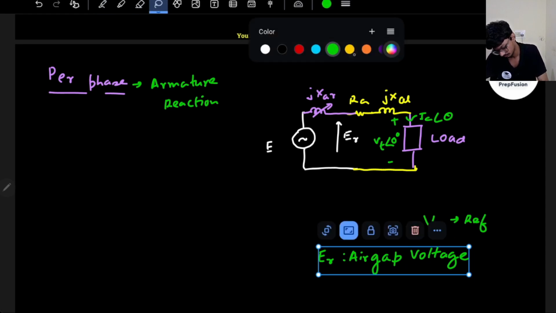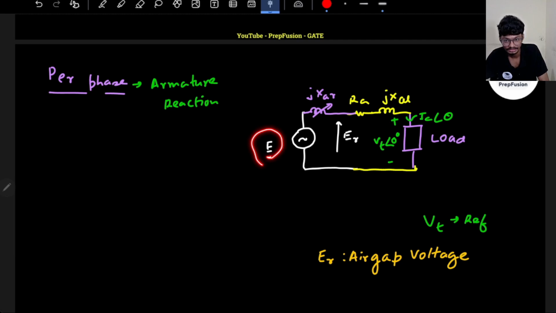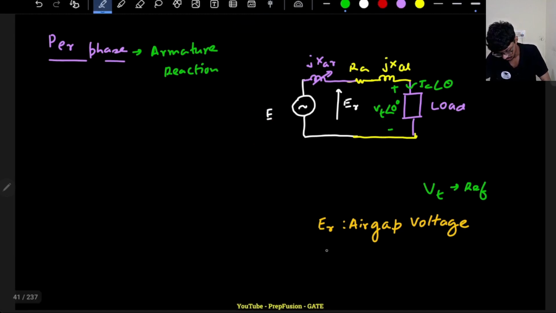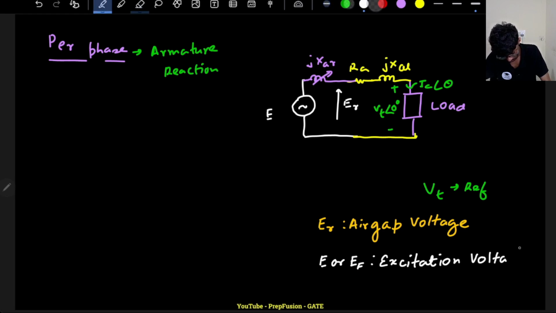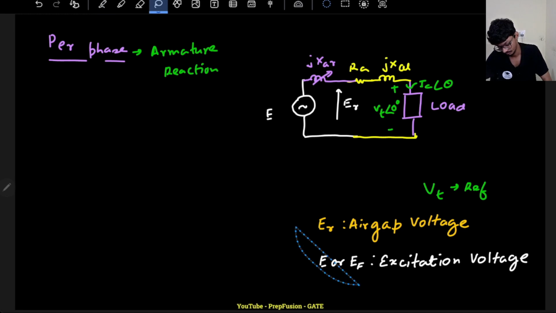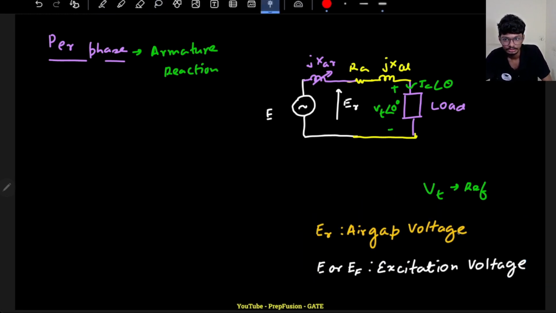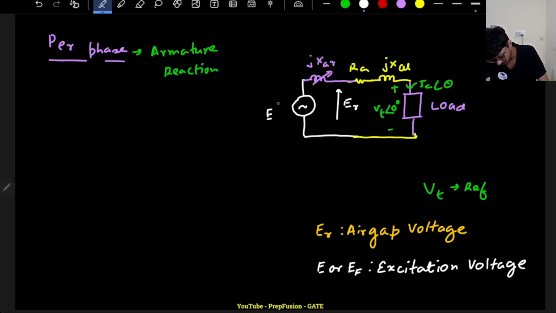And E is known as the excitation voltage, EF or E. Now the angle of this excitation voltage with respect to Vt is known as delta, which is also known as the power angle in the case of a generator, or the torque angle in the case of a motor.